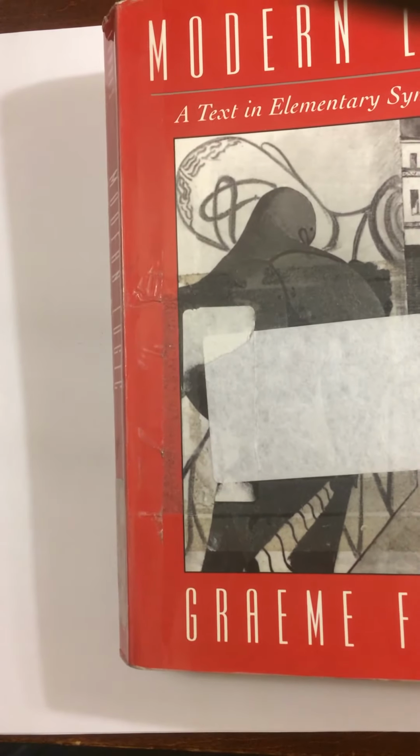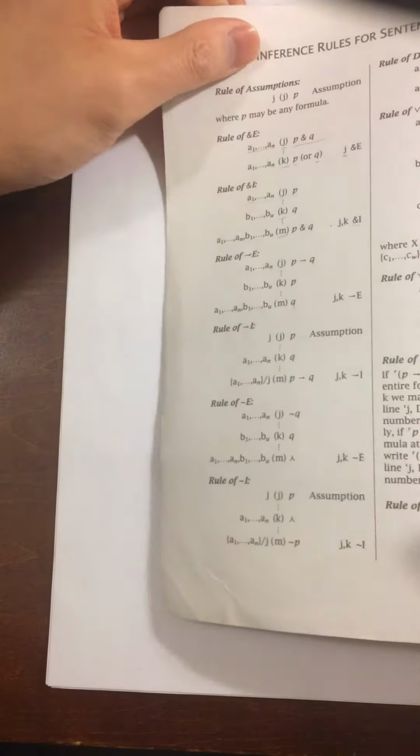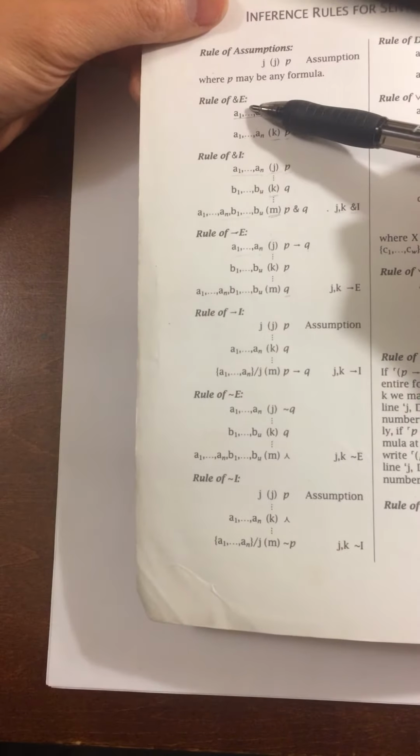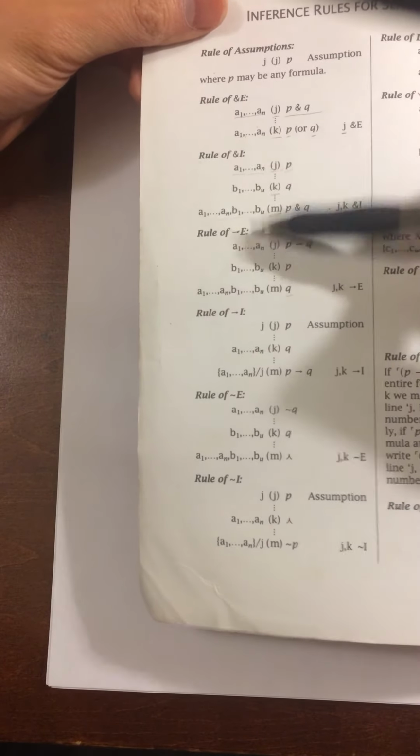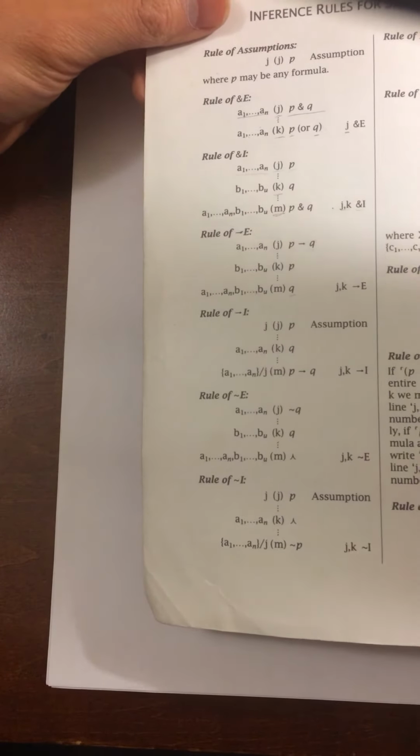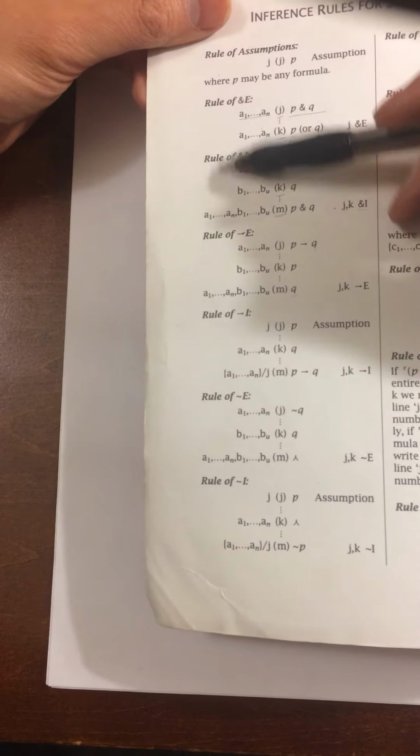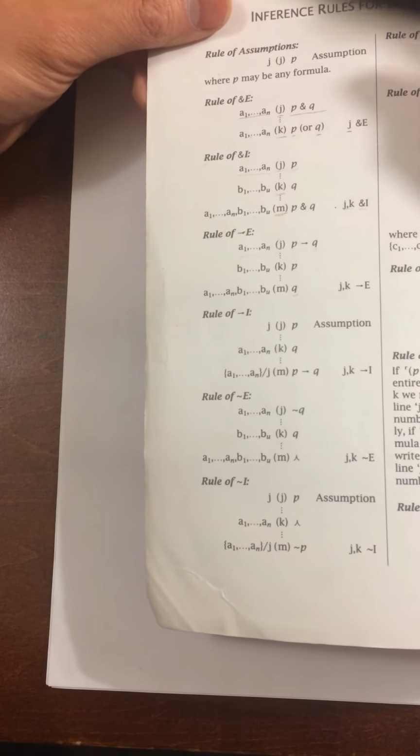Okay, so I'm going to make a video reviewing Graham Forbes' system of logic. I'm going to review the rule of arrow introduction. I'm going to assume that you know the rules for conditional elimination, conjunction introduction, and conjunction elimination as well. So in this example, I'm assuming that you've already reviewed the first three rules.